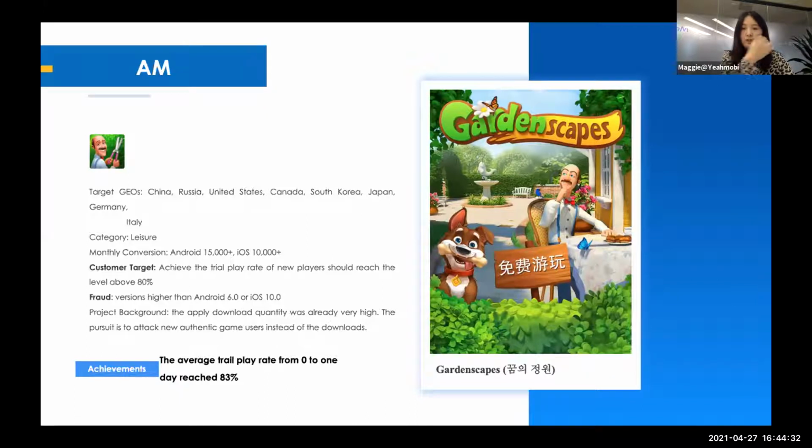And so after a very long time working with Gardenscape, we help them to get the average trial play rate from 0 to reach 83%. And Gardenscape is also our very top client globally.